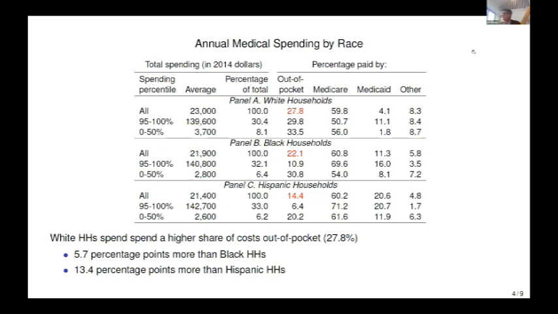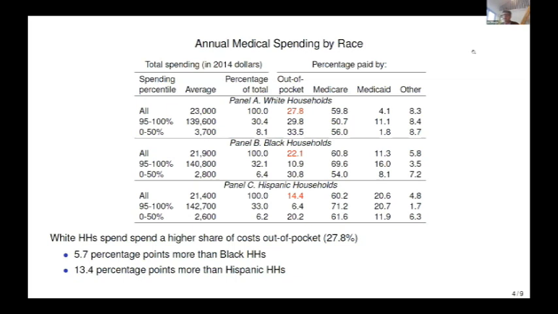Now, where there is a little bit more of a difference to explain is the percentage paid out of pocket. What you can see here in these red entries is that on average, the share of total medical spending that's paid out of pocket amongst white households is 27.8%. Just in terms of what we're doing here, we are getting at the share, household by household, of all medical spending that's attributable to out-of-pocket relative to Medicare, Medicaid, or other payers.